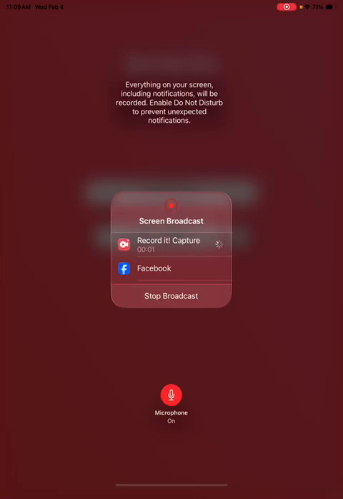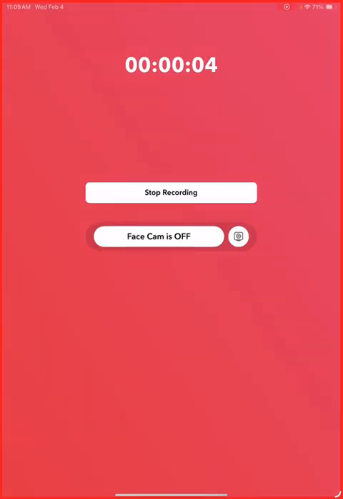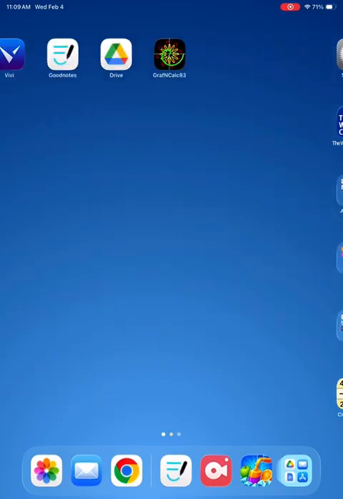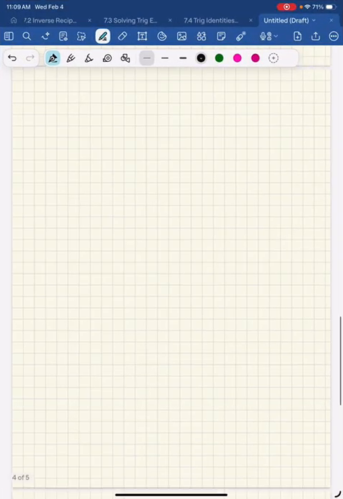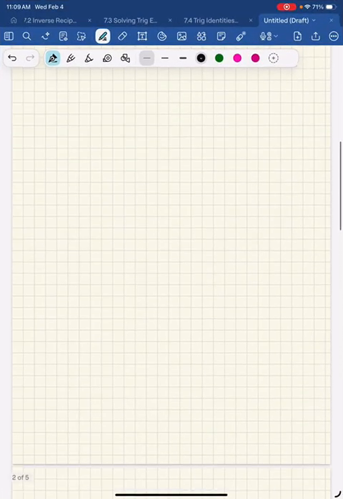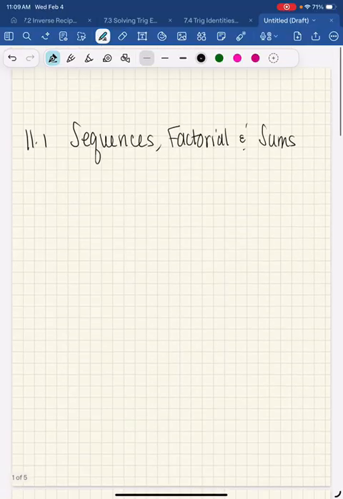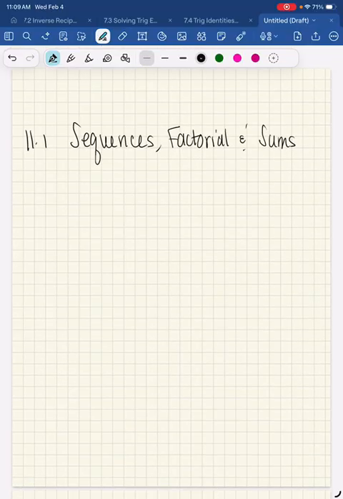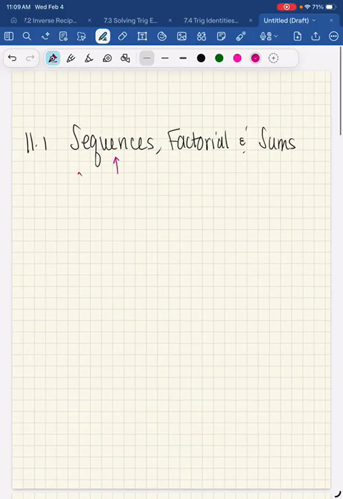Okay, Spartan fans, today we are going to talk about sequences, which are just a bunch of patterns, and we're going to talk about this new thing called factorials, which some of you may or may not be familiar with, as well as sums. Okay, so a sequence is a pattern. It's a list of numbers that follow a pattern.